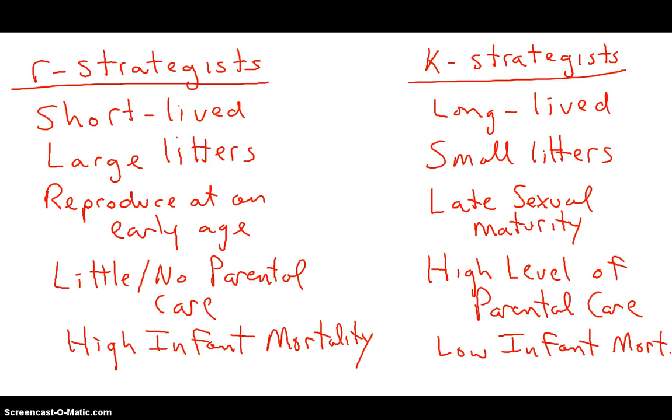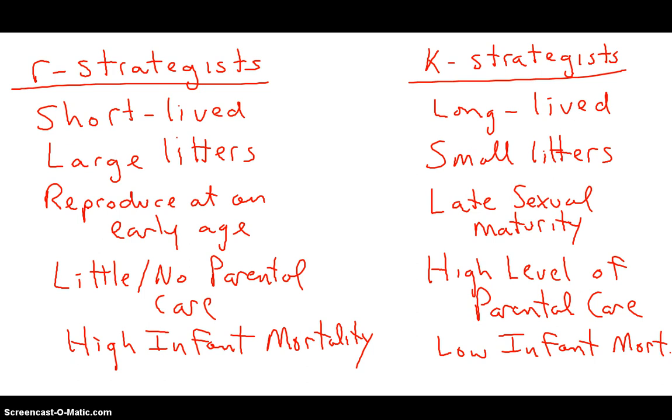R strategists will have large litters. As we said, the oysters can have 500 million offspring in a year. Mice can have 8 to 10 offspring at once. K strategists are the other example. Many of them will only have 1, sometimes 2 offspring at a time. R strategists, again, reproduce at an early age. They reach sexual maturity very soon so that they can start reproducing as soon as possible and have as many offspring as possible.